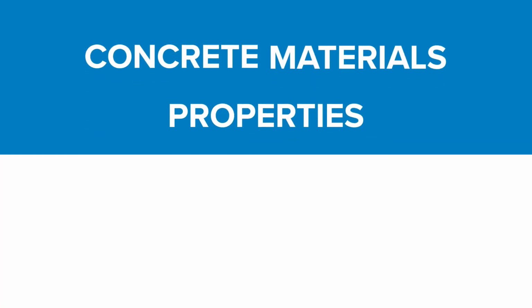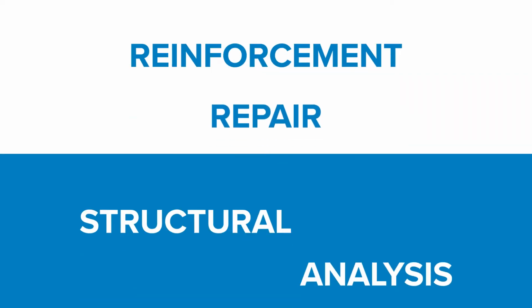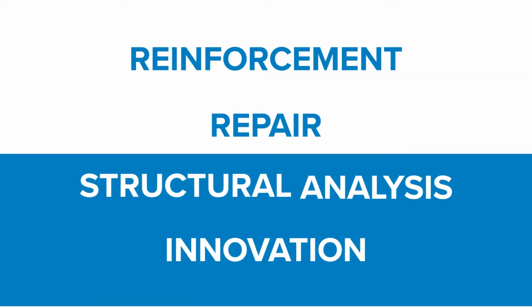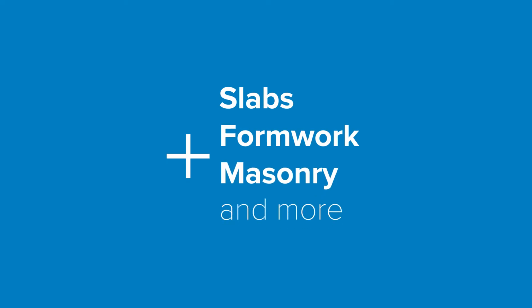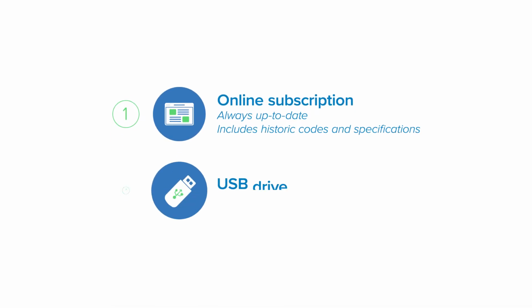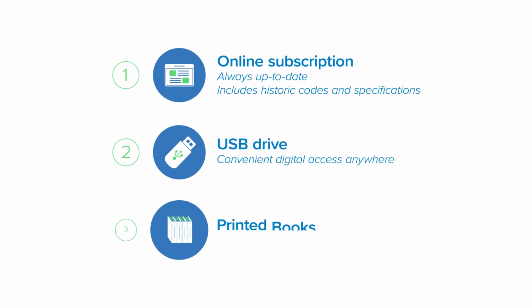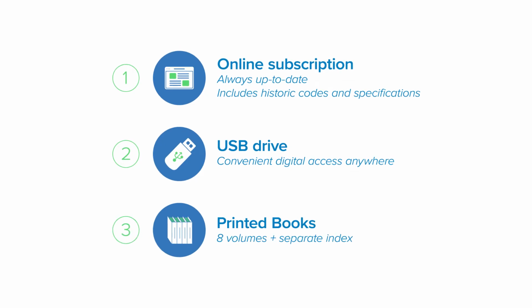The ACI Collection also covers concrete materials, properties, design, construction, reinforcement, repair, structural analysis, and innovation, plus popular topics such as slabs, formwork, masonry, and more. The ACI Collection is available in three formats: an online subscription that is always up to date and includes historic editions of codes and specifications, a USB drive for convenient digital access anywhere with or without an internet connection, and an 8-volume set of books.